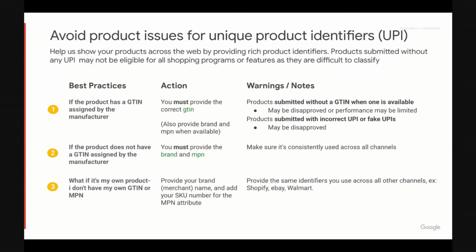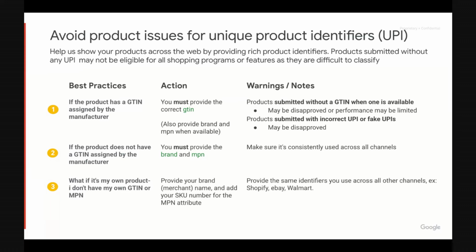So just to summarize, the three things you'll want to do to ensure that your products have the best unique product identifiers and to avoid any issues for product identification. Number one, if your product has a GTIN assigned by the manufacturer, then you must provide that GTIN. We also recommend providing the brand and the MPN when it's available. Any products that are submitted without a GTIN, when one is truly available, may be disapproved or the performance will be limited. Products submitted with incorrect or fake UPIs can also be disapproved.